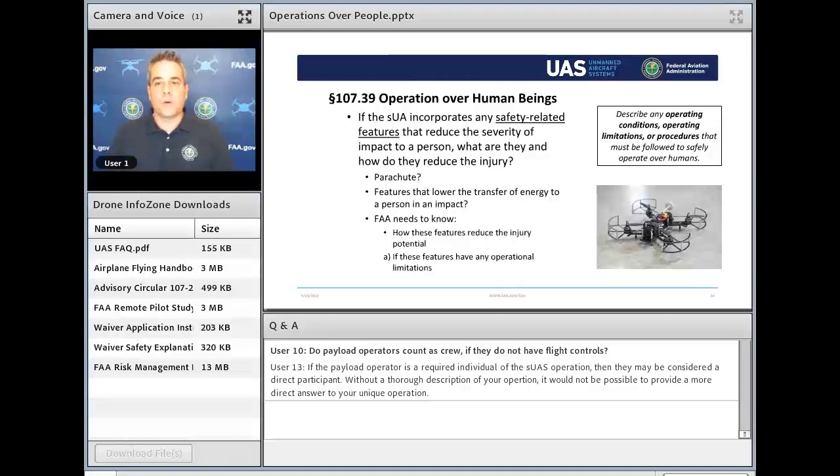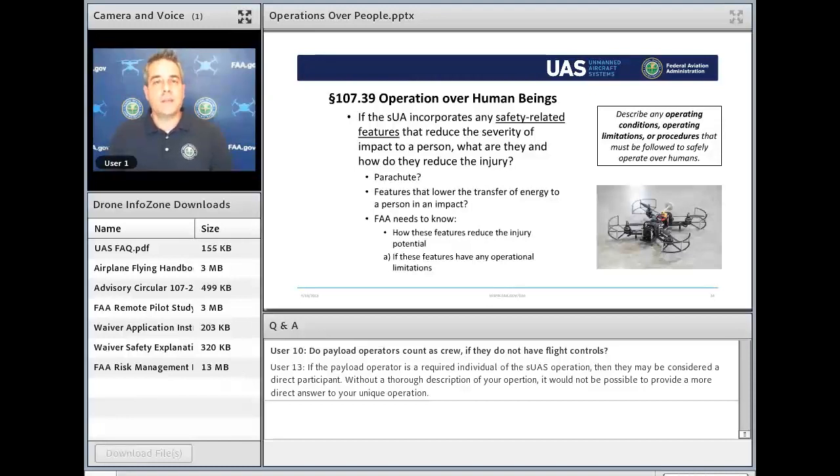That's very, very important. Some people have design built into the unmanned aircraft, or operating conditions or procedures that will also reduce the risk. So if your unmanned aircraft is going to incorporate safety-related features that reduce the severity of impact, what are they? How do they reduce that injury?